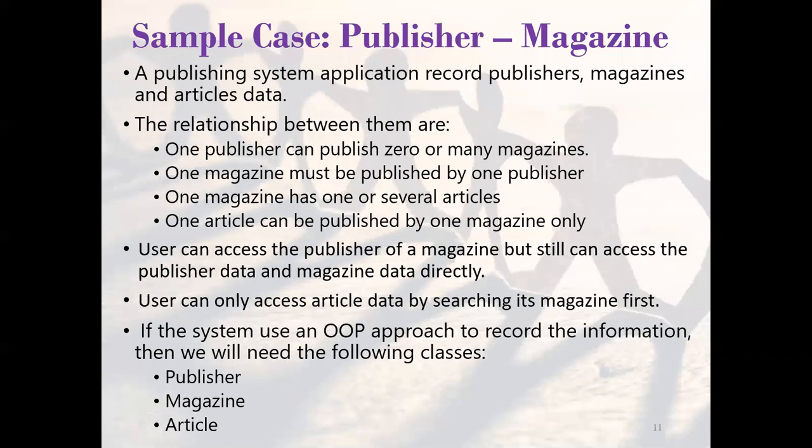Okay, so that's another way to decide whether it should be aggregation or composition. User can only access article data by searching its magazine first. Okay, this is the requirement. If the system uses an OOP approach to record the information, then we obviously need the following classes. First, publisher. Second, magazine. And last one is article.